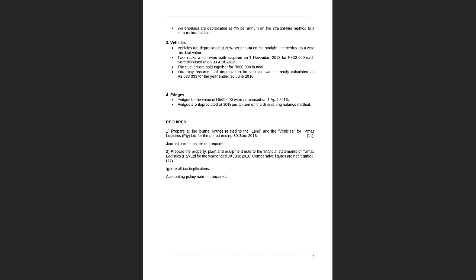Okay. So coming back to the question with fridges, the only thing that happened with fridges for the year was that we bought fridges on the 1st of April 2016 and it's depreciated at 10% per annum. So we're going to quickly draw a timeline for the fridges. Remember, my year end is June 2016. The 1st of July 2015 is when my year begins, and I bought the fridges here on the 1st of April.